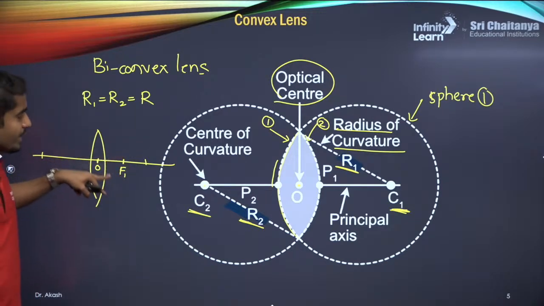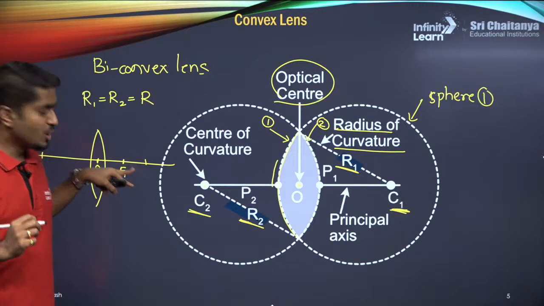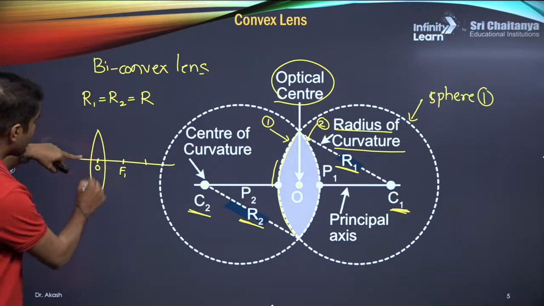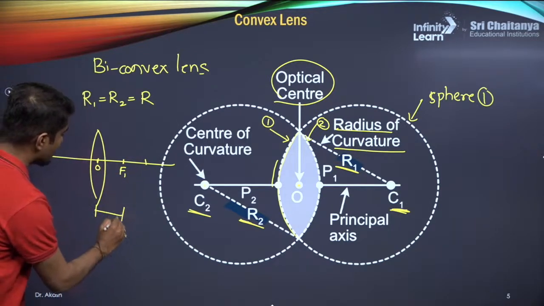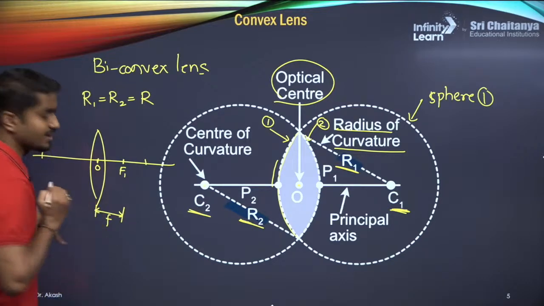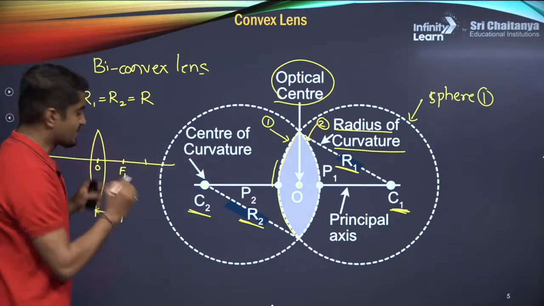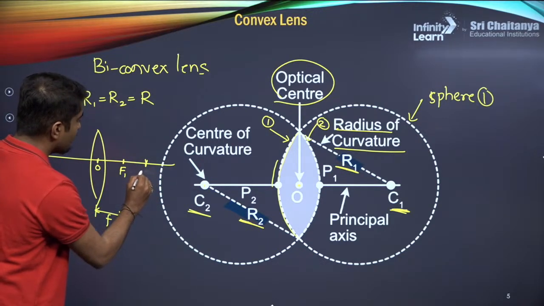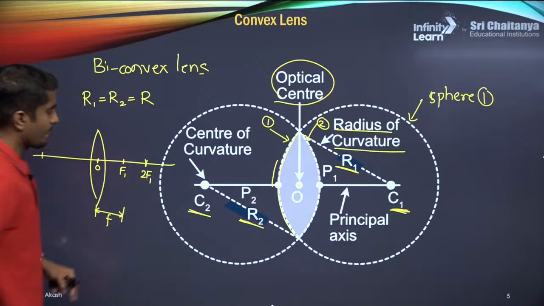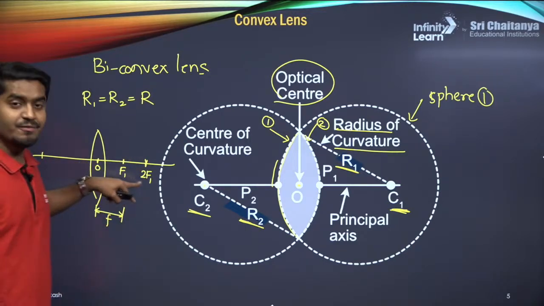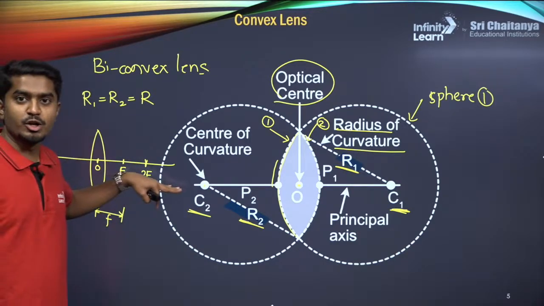Correct? We are only worried about this F1. So once we get F1, we know this length is going to be equal to the focal length. If this is the focal length, we go an equal distance. So we'll come to this point, which is 2 times F1. This is 2 times F1. So we are going to use this terminology.